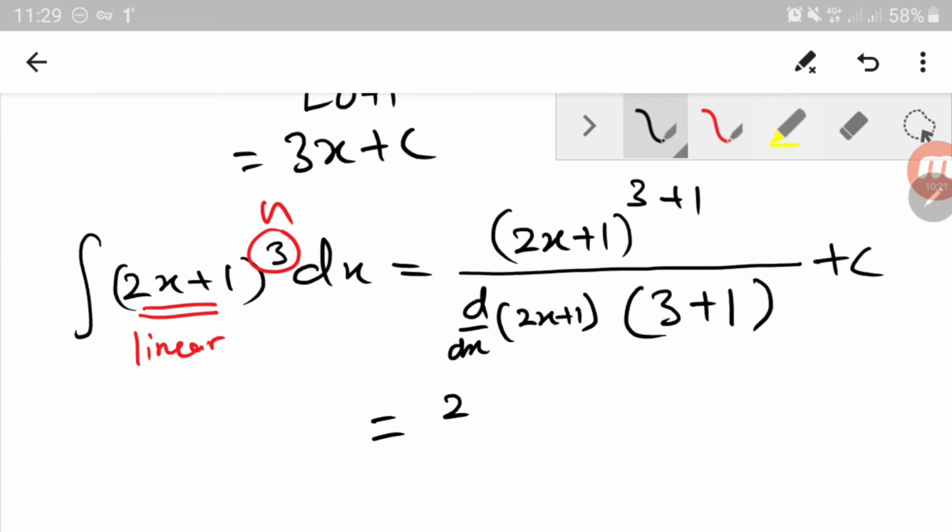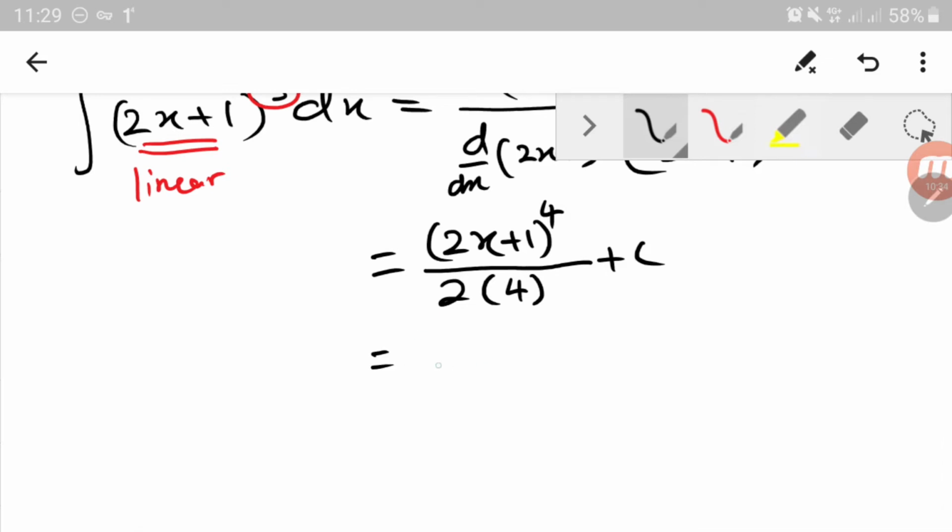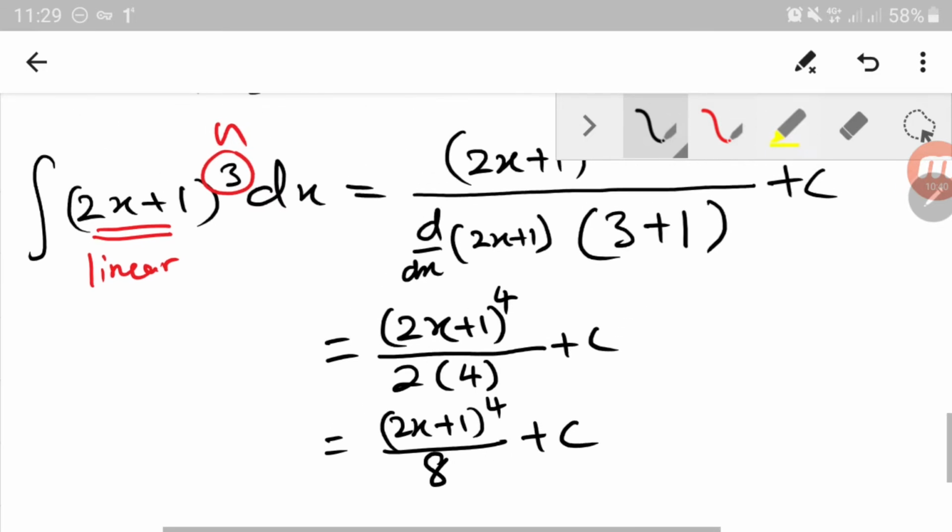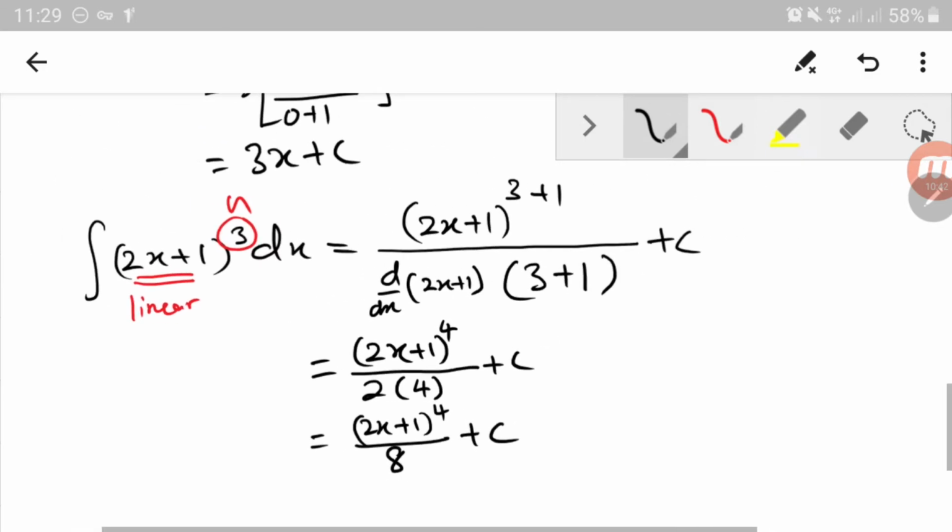So we simplify it further. This one is 4 divided, this one is 2. This one is how much? 4 times 4, plus c. And then (2x plus 1) to the power 4 over 8 plus c. Okay, as simple as that.